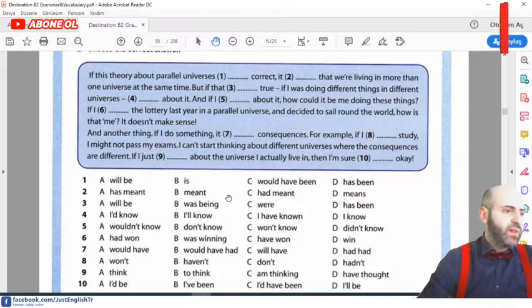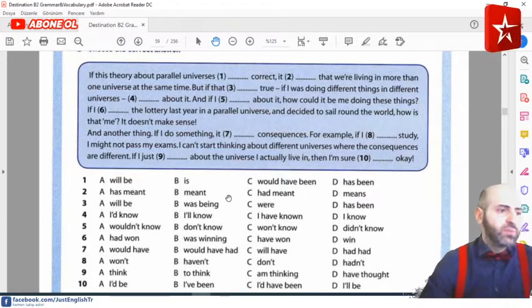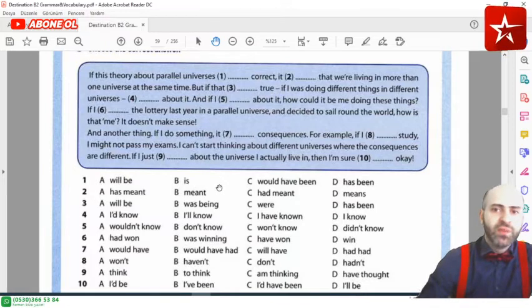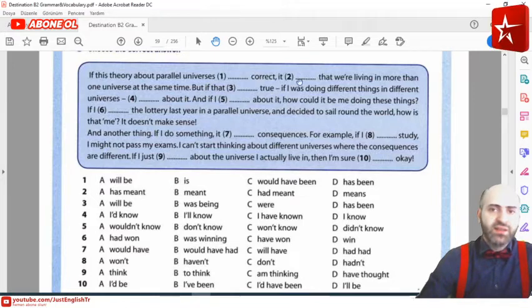Which one do you think we need in number 1? I see the correct answer from Serdar and Hussein. Definitely we need B for this one. True. Then we continue. If this theory about parallel universes is correct, it has meant, it meant, it had meant, it means that we are living in more than one universe at the same time.